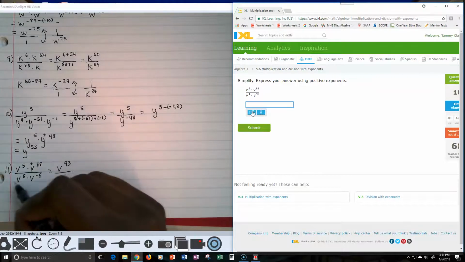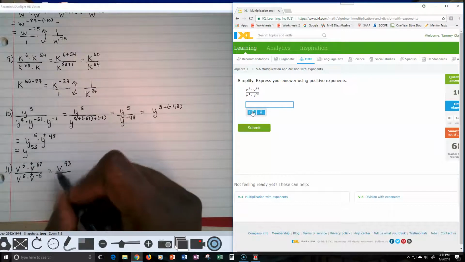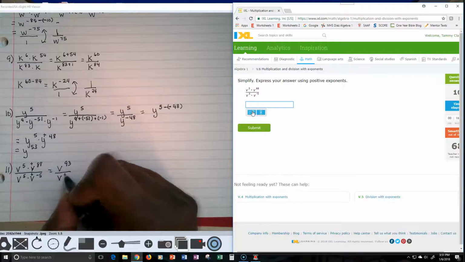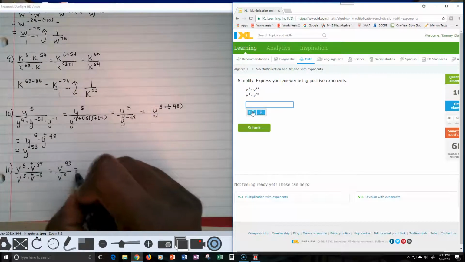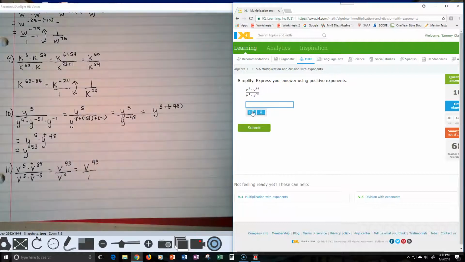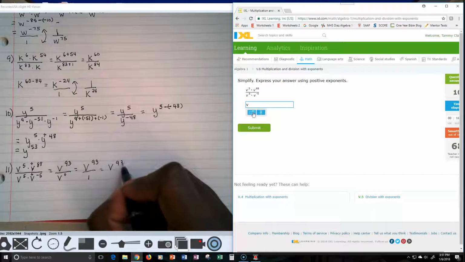Then on the bottom, we've got 5 plus negative 5, which we know is 0, because that's the same as saying 5 minus 5. So we've got v to the 0 power, and we know that would be v to the 93rd power over 1. Well, any term divided by 1 is itself, so our answer would just be v to the 93rd power.